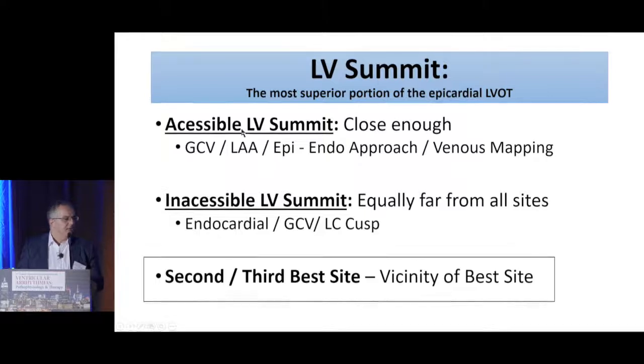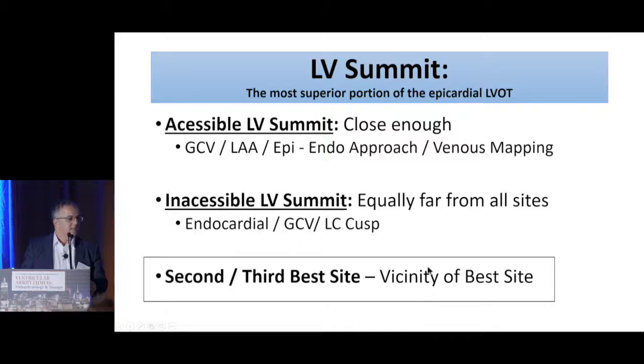So just theoretically, let's divide the LV summit into accessible and inaccessible. I would call accessible when the target is close enough to your ablation catheter and you can burn. And you typically can get successful ablations using this kind of approach. Inaccessible, in my mind, is when you cannot get close to the target and get a successful ablation from one specific site. Let's assume the target is equally far from all potential sites, and to succeed you have to ablate from different regions in the same patient.